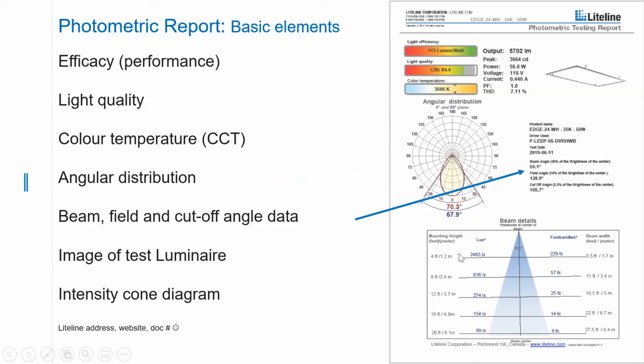Field and cutoff angle data is just a summary of everything that you see that's graphically illustrated. Of course, we show you the test luminaire that the photometric report applies to. An intensity cone diagram is actually quite useful for the novice to be able to take this information and know, given a mounting height, exactly what size the pool of light is going to be. And if you want convergence, if you're looking for uniformity, then you can use this to define your spacing criteria or to get very close so that your pools of light can cross.